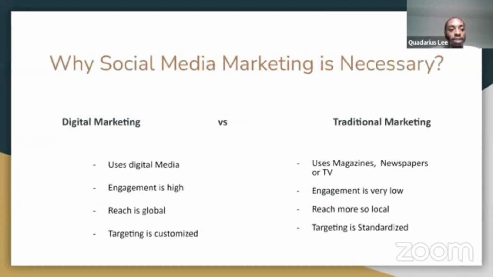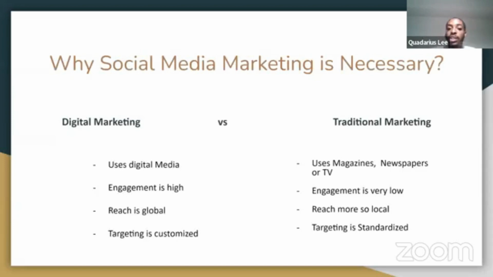All right, so digital marketing versus traditional marketing. Traditional marketing uses magazines, newspapers, or TV. Now, I know with TV, most of these brands don't have thousands of dollars just to throw towards commercials on TV. Newspapers are not going to be effective. Less and less people use newspapers every day, and the same goes for magazines.